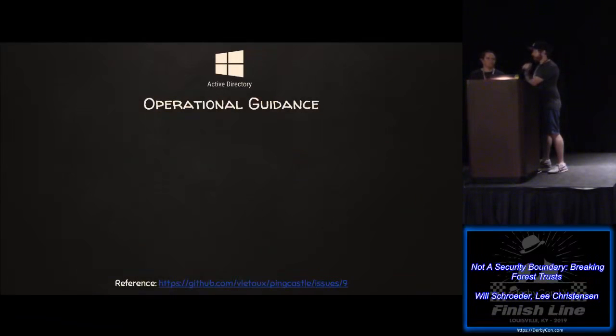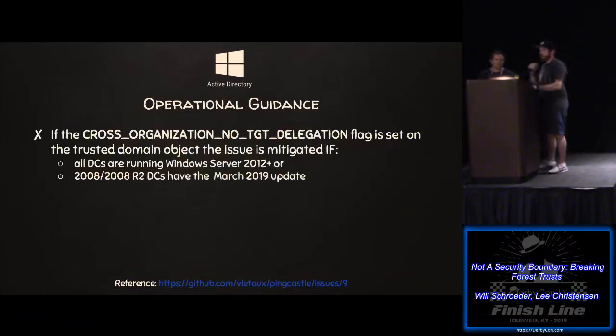So if you did not, in that short period of time, flip this existing flag to preserve the functionality, now on patched domains this just does not work anymore. Delegated TGTs will not flow between forest trusts. So forests are now, again, a security boundary. The operational guidance, from an offensive or defensive standpoint, is that if this one particular flag is set, the issue will be mitigated if that cross-organization no delegation is set.